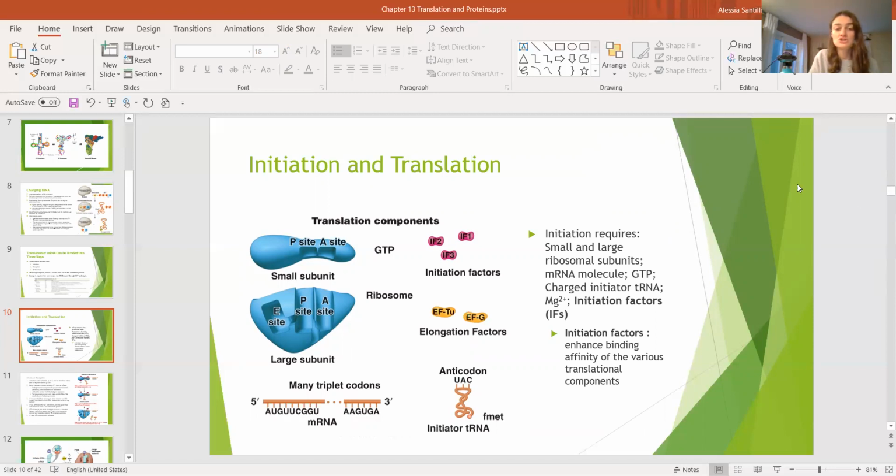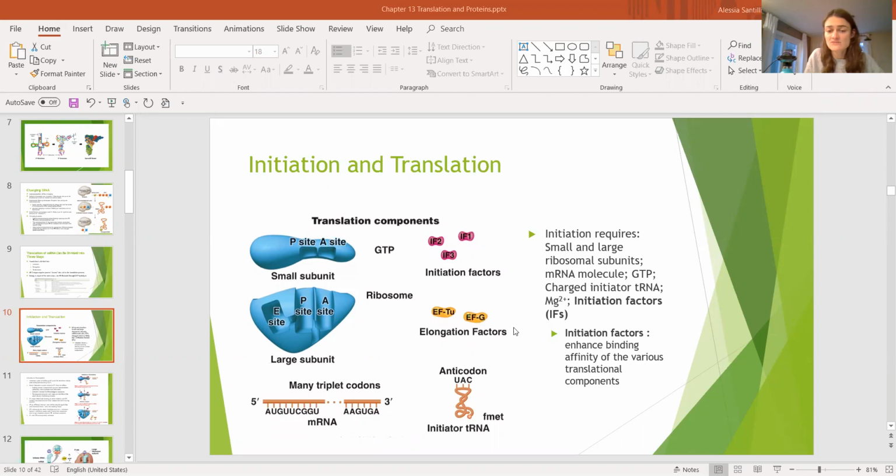You also need GTP, right? Your energy, your initiation factors, elongation factors that will be useful later on. So you have your elongation factors. You're going to start needing your tRNAs, right? And then, of course, your mRNA, your charged tRNAs as well.